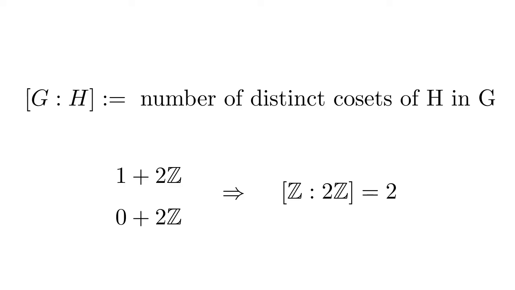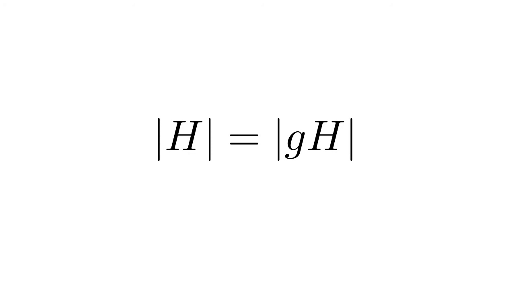So, side note, the index of a subgroup H in G, written [G:H] in brackets, is the number of cosets associated with the subgroup. So if there are two distinct cosets for a subgroup, then the index of the subgroup within the group is 2.